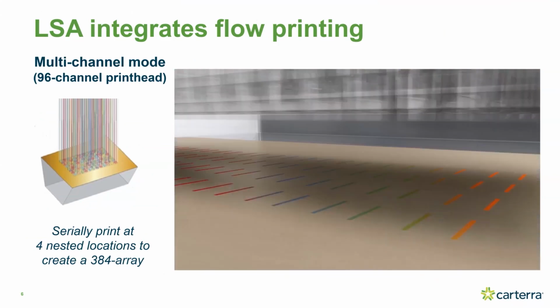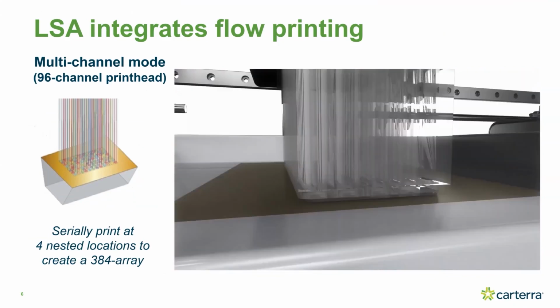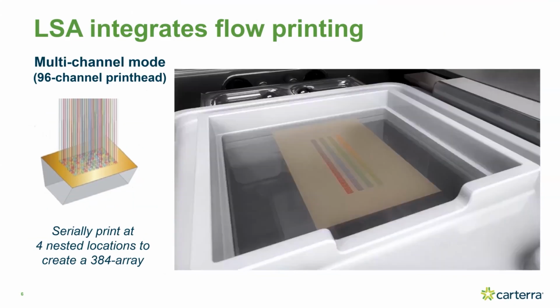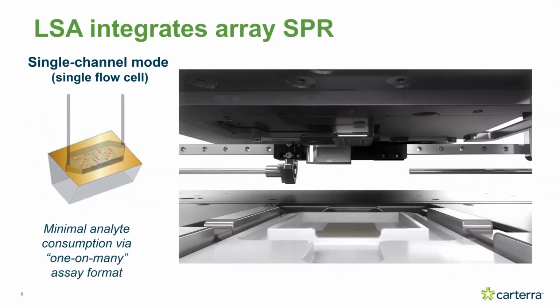So you can see here we've created a 96 array. Now the needles are going into a second position on the plate, and the printhead has indexed to a different location on the array. And if it does that up to 4 times, you can create the higher density 384 array seen there. So once you've created your array with the 96 channel manifold, that undocks and moves out of the way, and a single channel manifold can come and dock onto the chip. And so that's shown here.